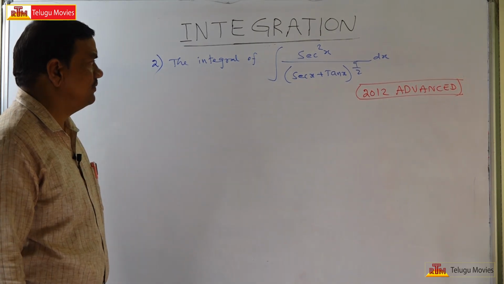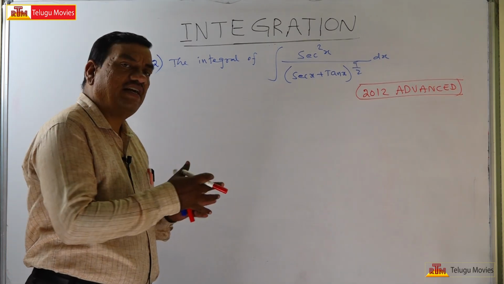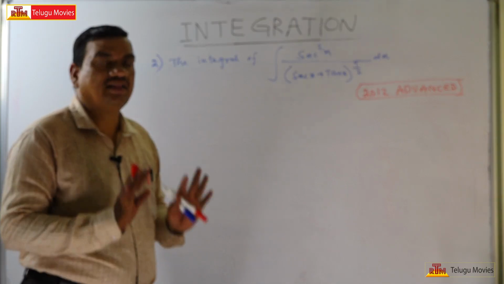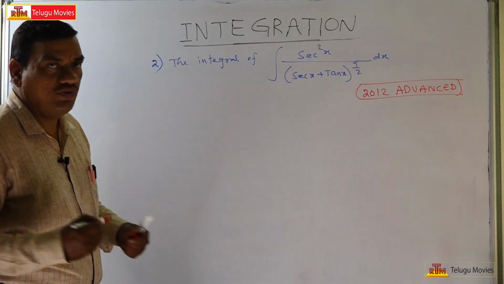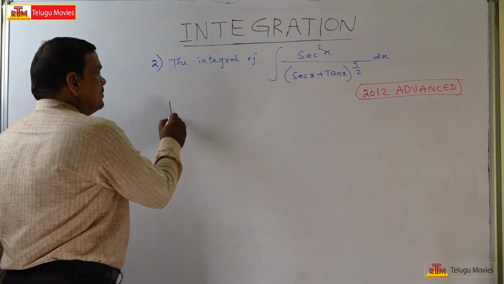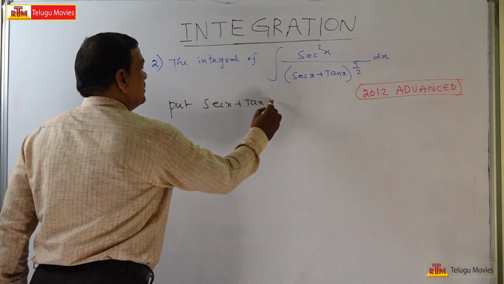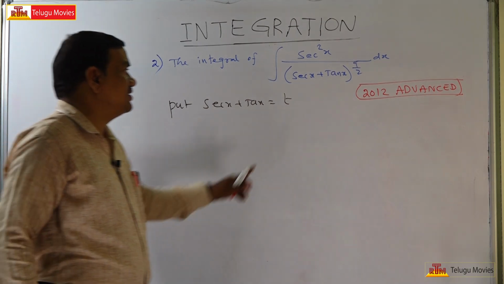Okay, then how to proceed? Everybody can do this problem. Already it is in secant and tan x, but don't convert it into sin x and cos x. Put it like that only, secant x plus tan x. Then how to proceed? We will proceed like this. Let us put secant x plus tan x equal to t.